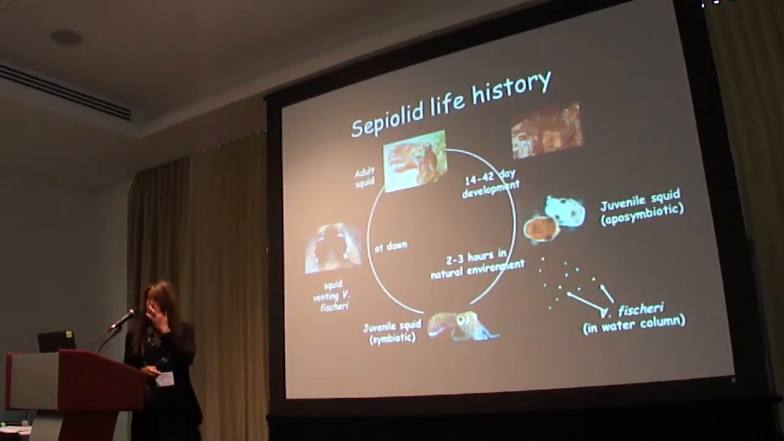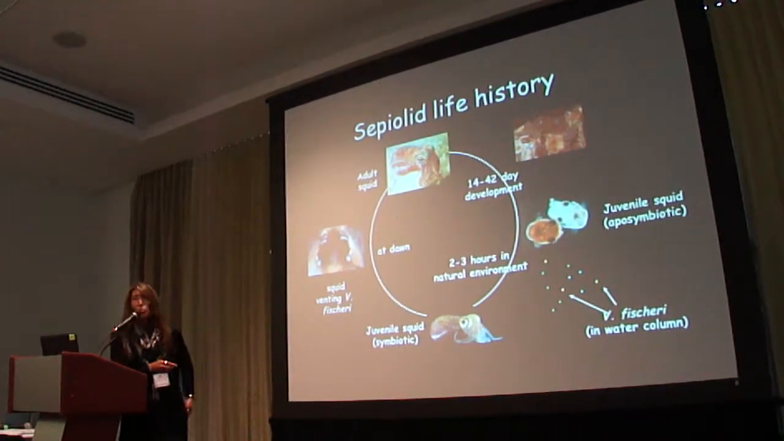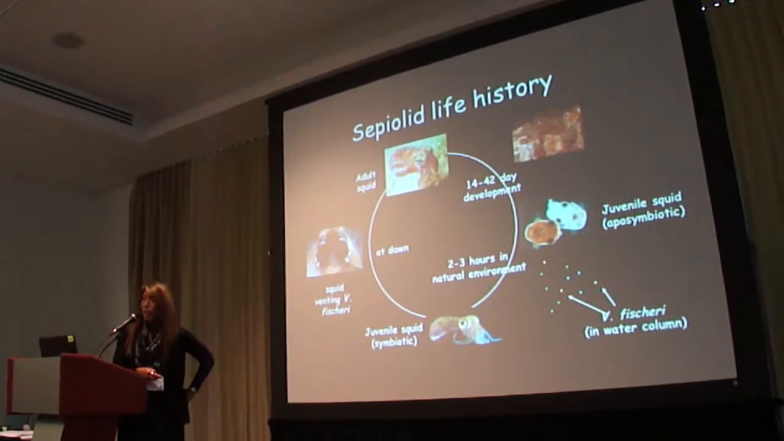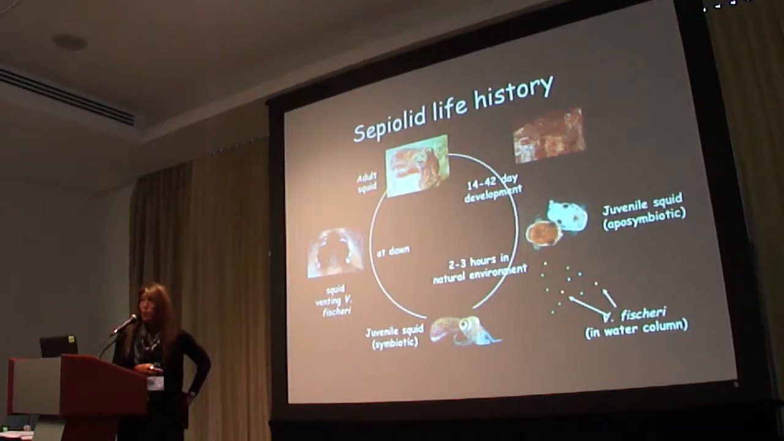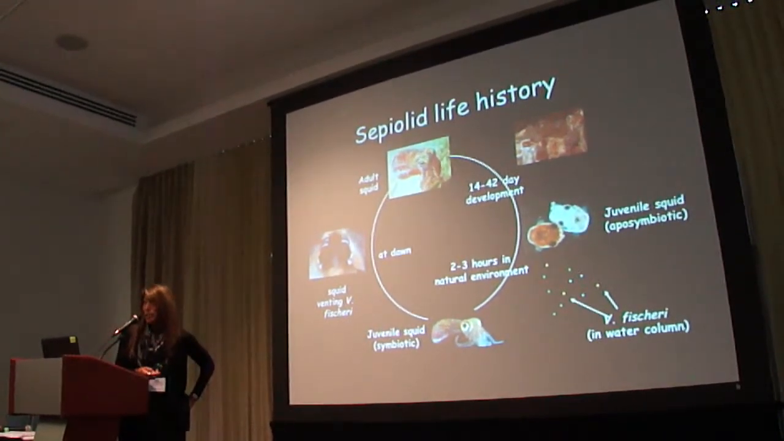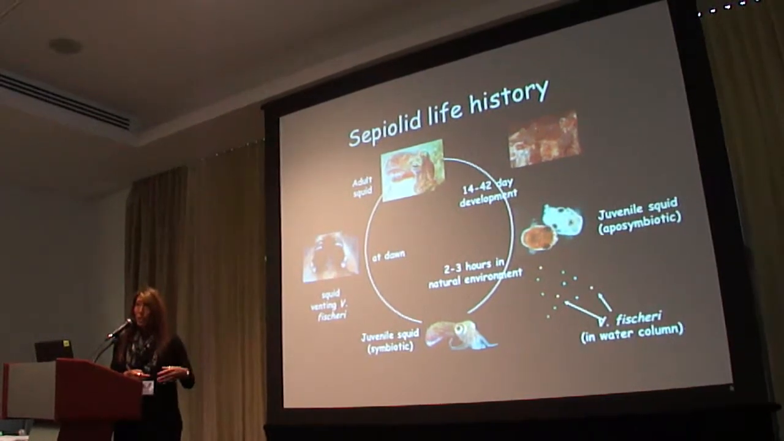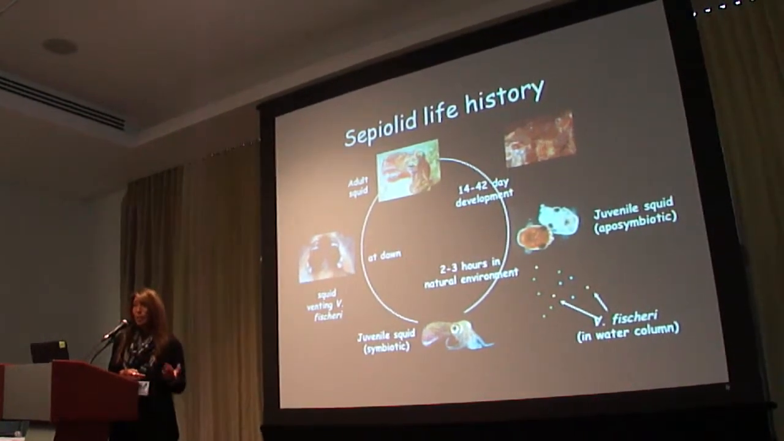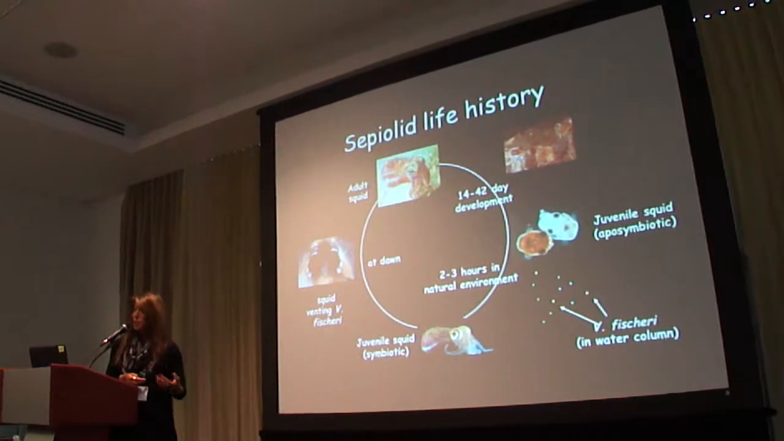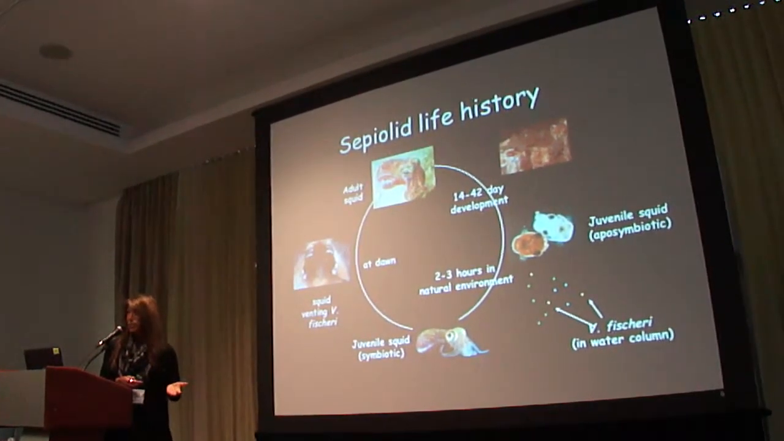So the other thing that makes this system very tractable is that the squids, you can bring them into the lab live and raise the baby squids. So you can hatch them, and they're born axenic, so they don't have any of their symbionts. And you can present to them a variety of different wild-type bacteria or genetically modified bacteria that you want to test for competency. So this is the beauty of this system.